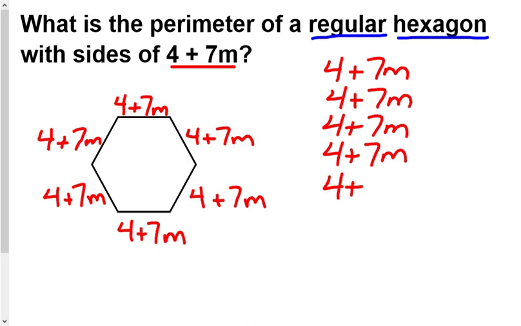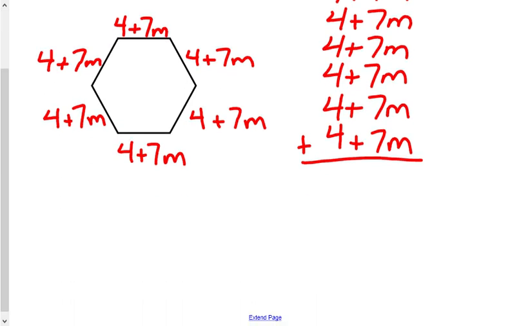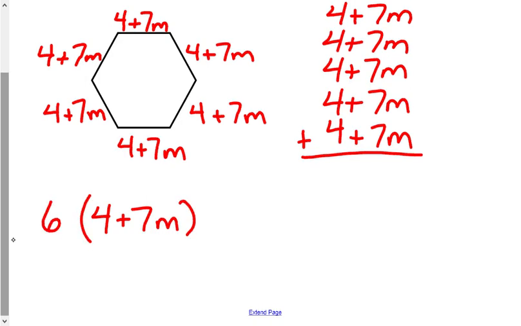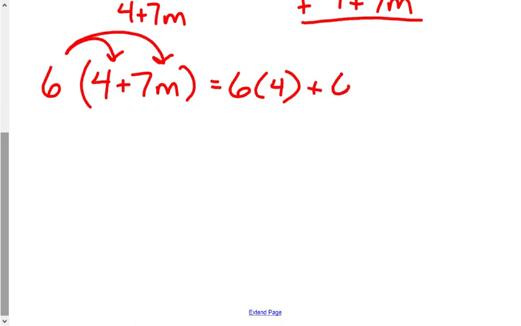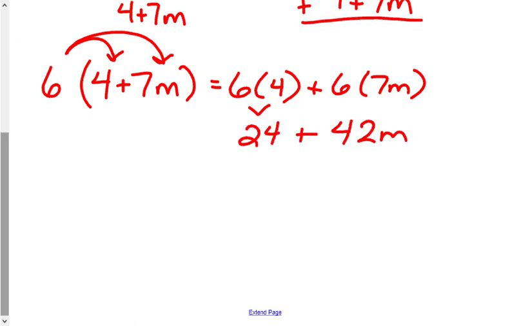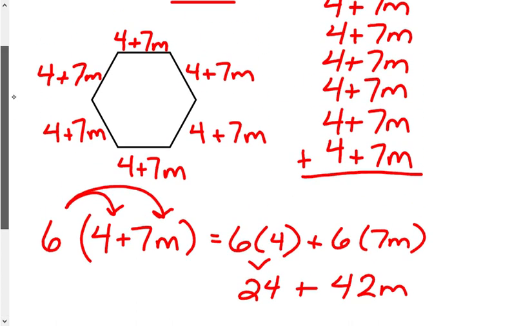And I can do that repeated addition 6 times, or we know that repeated addition is the same thing as multiplication. So I could say, well, I need to do the 4 plus 7m, but I need to do it 6 times. And then I could use my distributive property to simplify that. So we could do 6 times 4 plus 6 times 7m. 6 times 4 is 24. 6 times 7m is 42m. So my perimeter is 24 plus 42m units.